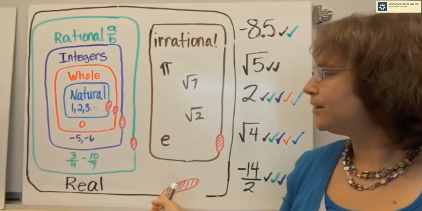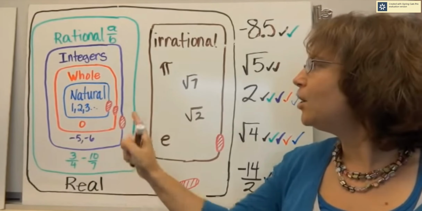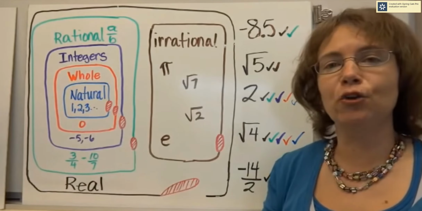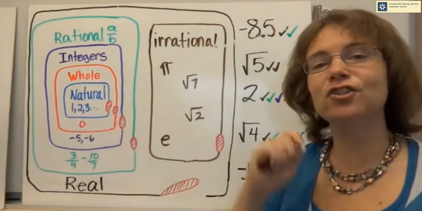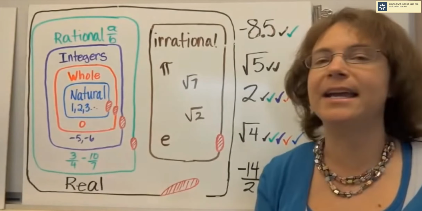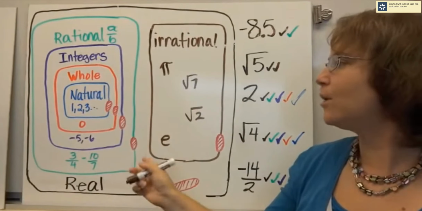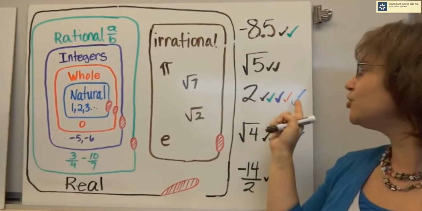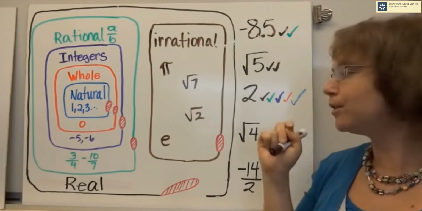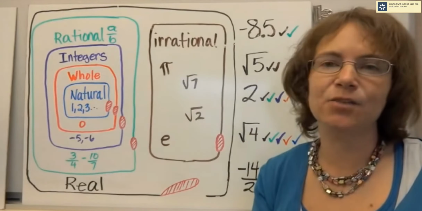So 2 we know is a real number. We can write 2 as a fraction, so it's a rational number, 2 over 1. 2 is an integer. It has no fractional parts. And 2 is a whole number. It's included in here. In fact, 2 is a natural number. It's actually one of my examples right there. So 2 meets all of these. It can go in all of these rooms. So we have real, we have rational, we have integers, we have whole, and we have natural numbers. 2 is all of those. Now let's look at the next one.